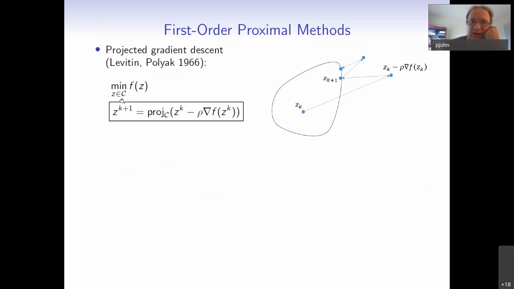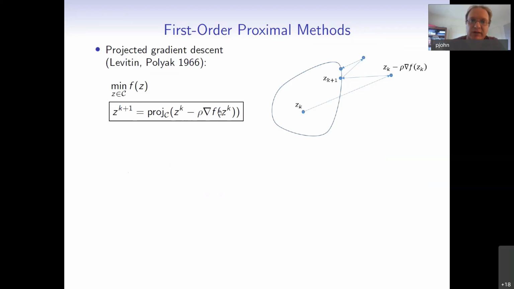So we have a set C, which is closed and convex, and the goal is to minimize f on this set C. Within this family of first order methods, what you can do is iterate by computing a gradient of the function and then taking a negative gradient descent type step. You have to pick this scalar step size rho in the right way.